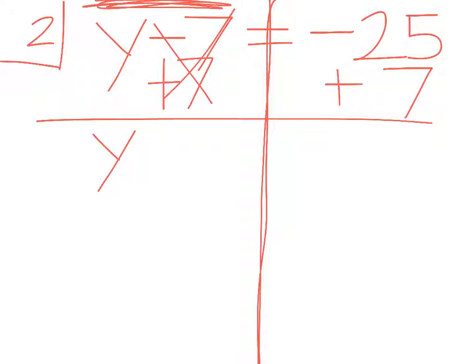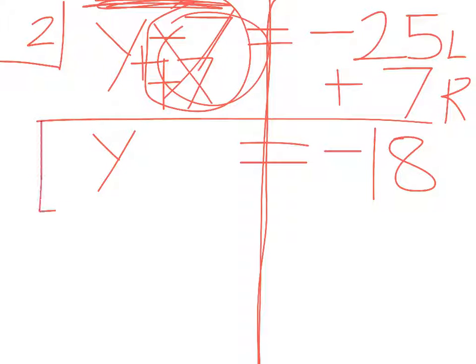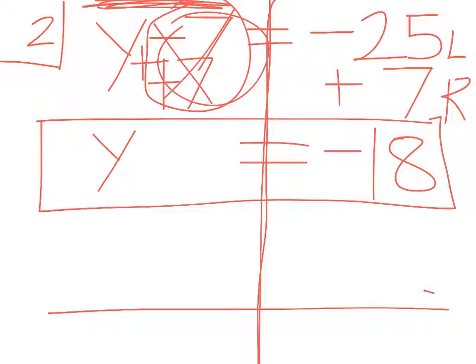So negative 7 plus 7 is 0. Y plus 0 is just y. So y equals, on this side we've got negative 25. That means left 25. And then plus 7 means go right 7. So if you went left 25 and then right 7, you end up at negative 18. So that is our answer. We're also supposed to graph it and check it.